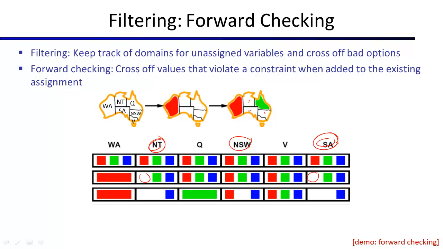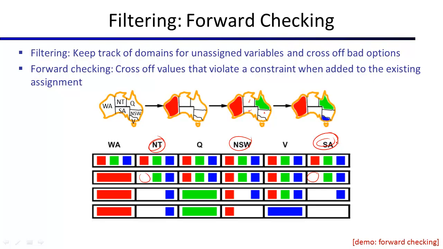You are filtering out values in the domains of other variables. Okay, we can keep going, right? We can assign another variable. Let's say we now assign blue. This is what we end up with. We filter and see what happens here. What happens is that this domain became empty.